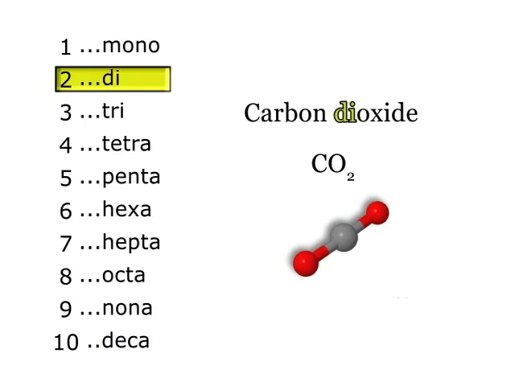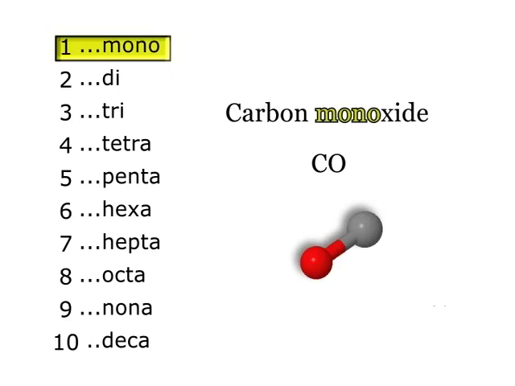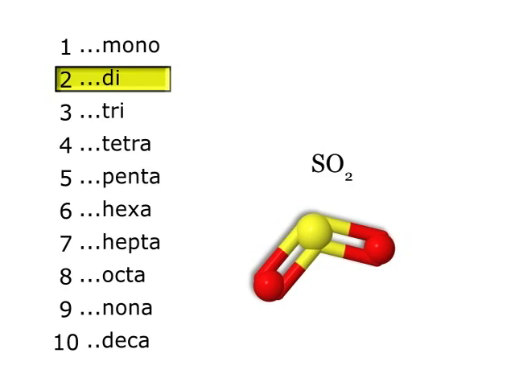This element has 1 carbon and 2 oxygen atoms. It becomes carbon dioxide. Its chemical formula is 1 carbon, C, and 2 oxygens, O, with a little subscripted 2 at the bottom of the O, CO2. Carbon monoxide, 1 carbon and 1 oxygen atom. Its formula is CO since you don't write the number 1. You can actually make good guesses as to what the chemical name is just by looking at the formula.